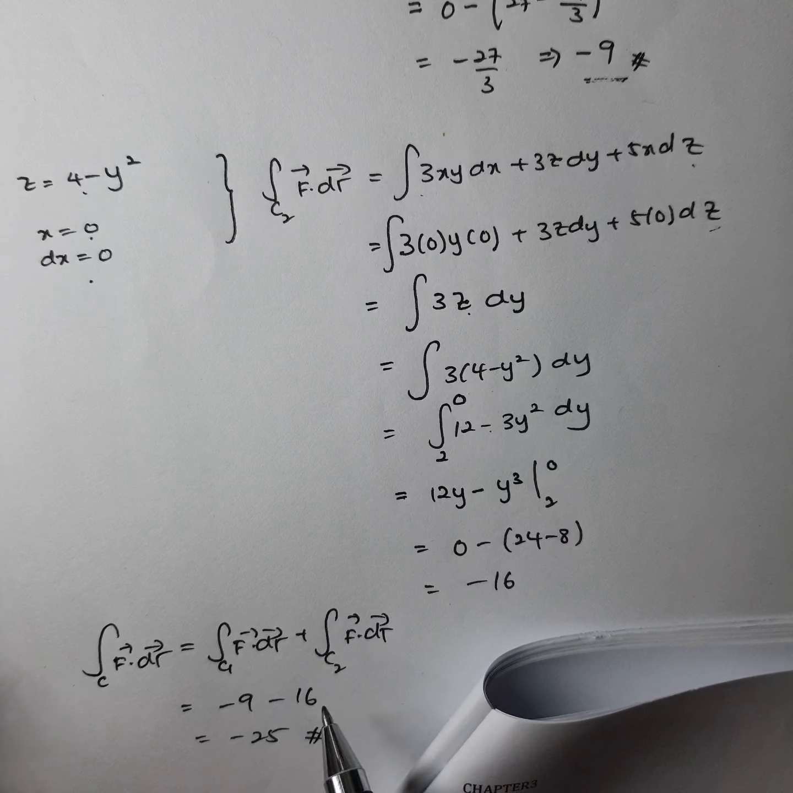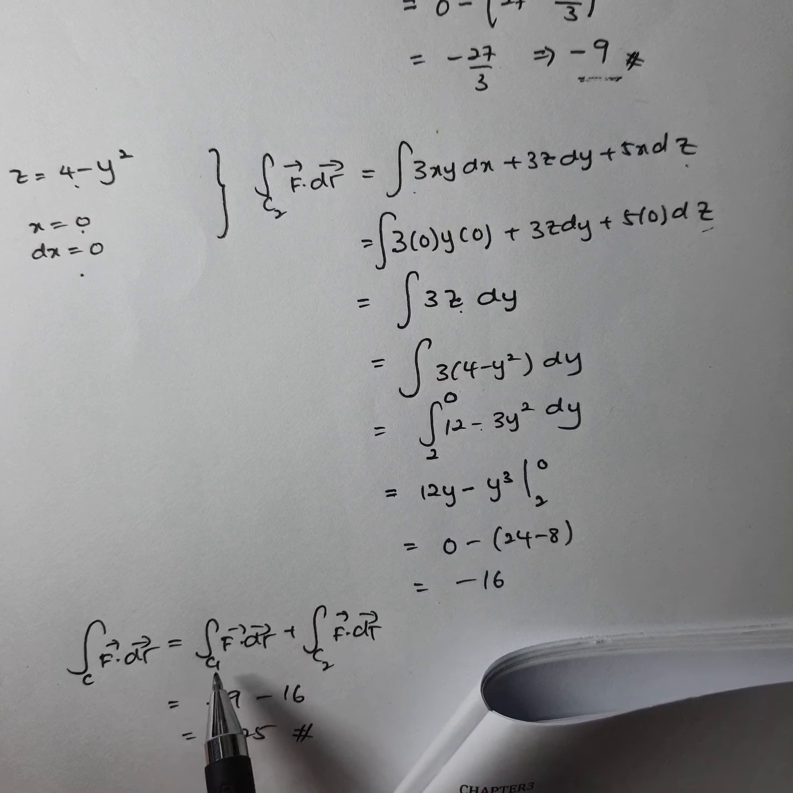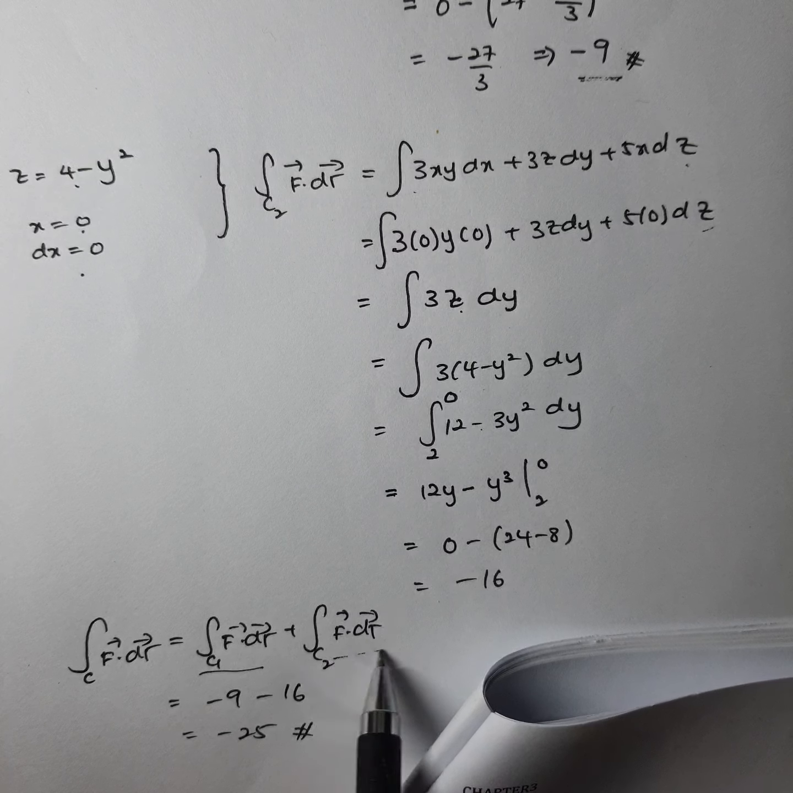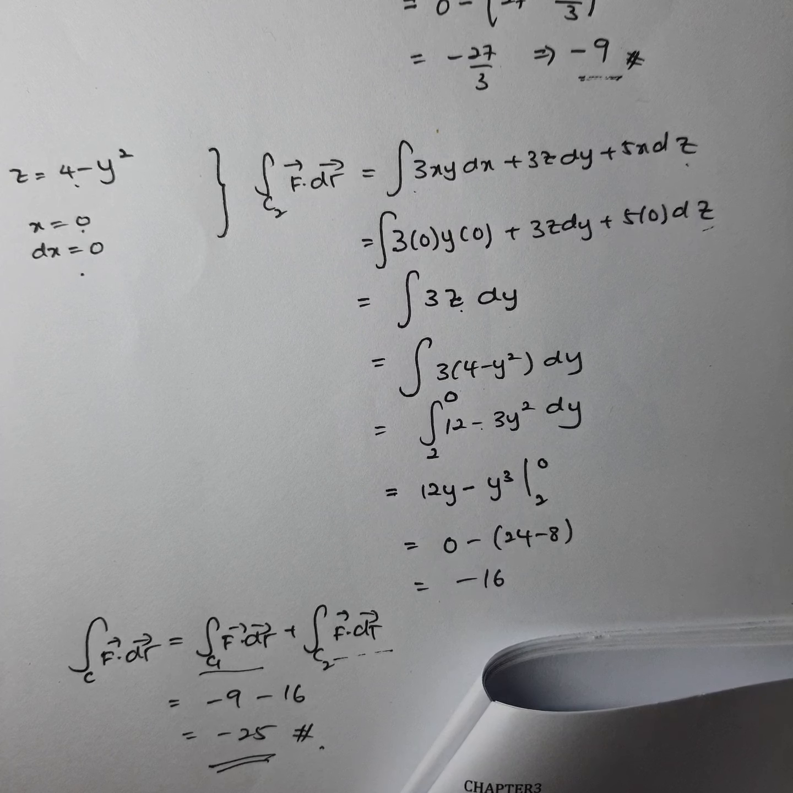Okay, so the overall line integral will be the path of C1 plus the line integral of the path of C2. You will have in the end the overall is negative 25. Alright, so that's it.